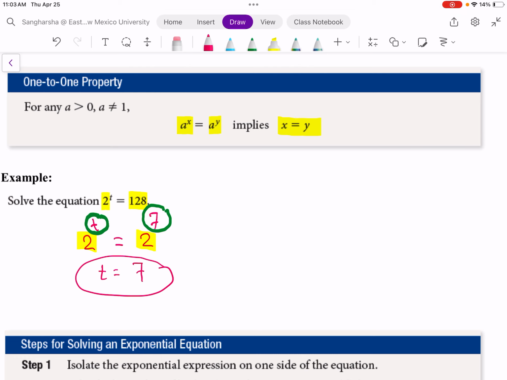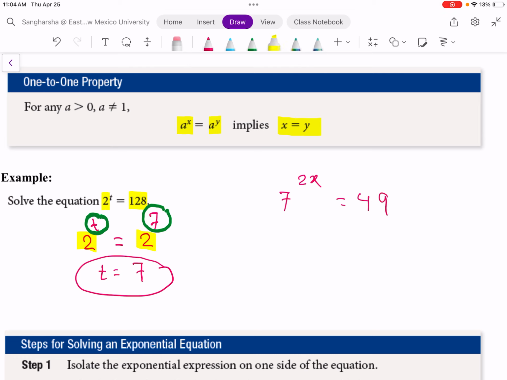Before we go to the next one, let me add one more example here. Okay, we have 7 to the power 2x equals 49. We have this exponential equation.